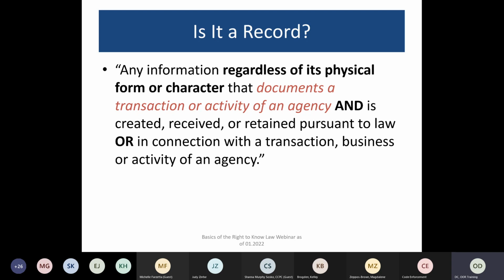And I'm going to take it right out of the law here. Any information, regardless of its physical form or character, that documents a transaction or activity of an agency and is, et cetera, et cetera. Okay, key phrase in red here, documents a transaction or activity of an agency. In English, the record has to be about what it is we do with our agency. Okay, and you're thinking, well, yeah, why wouldn't we have records like that? And that's because all day long we generate communication messages that don't necessarily rise to the definition of a record.